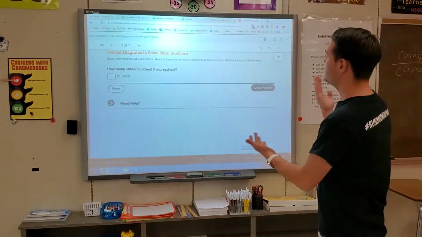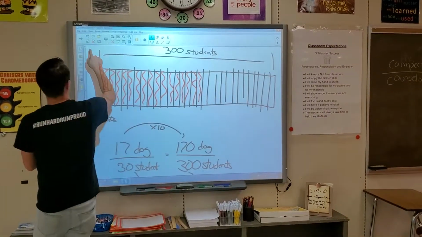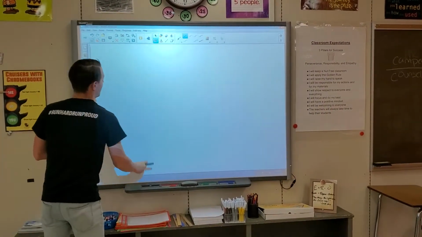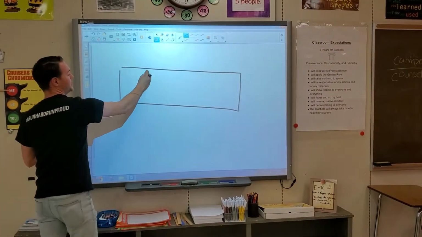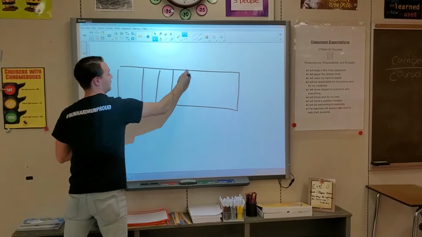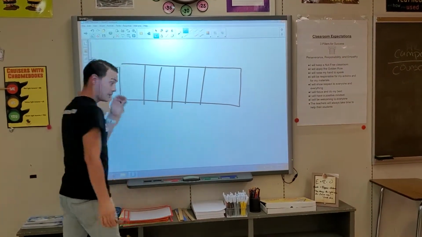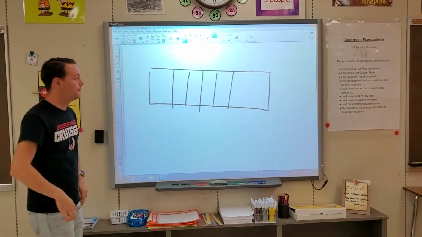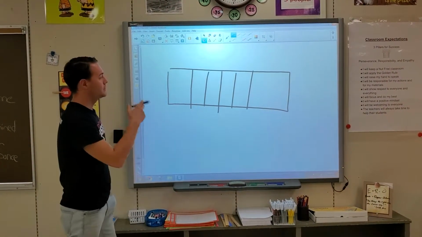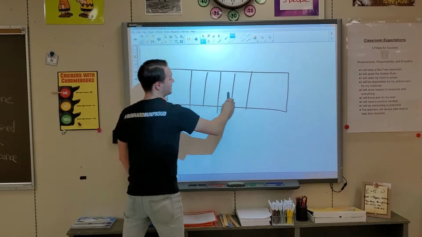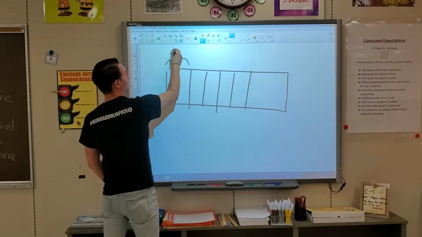Okay, so I got to think about this. I'm going to create another bar graph here, a bar with 6 setups: 1, 2, 3, 4, 5, 6. So there is one teacher for every six students. So here are my 6 students. Here's 1 teacher.